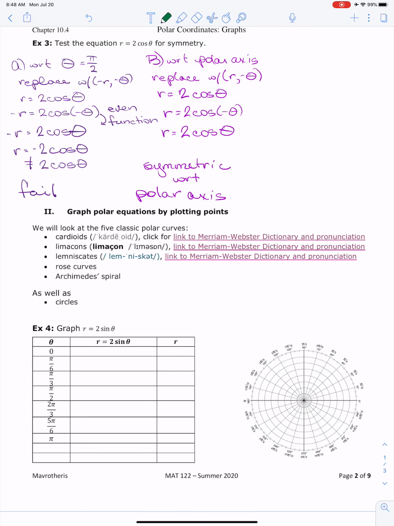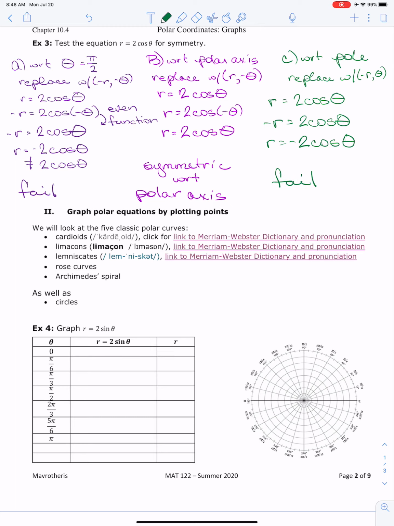And our last one, we are checking for symmetry with respect to the pole. That's the origin, basically. We're looking for that rotational symmetry. And here we replace r, theta with negative r, theta. So our r equals 2 cosine theta. I got negative r equals 2 cosine theta. Again, I'm going to multiply both sides by negative 1 to solve for positive r. r equals negative 2 cosine theta. So this again is a fail.